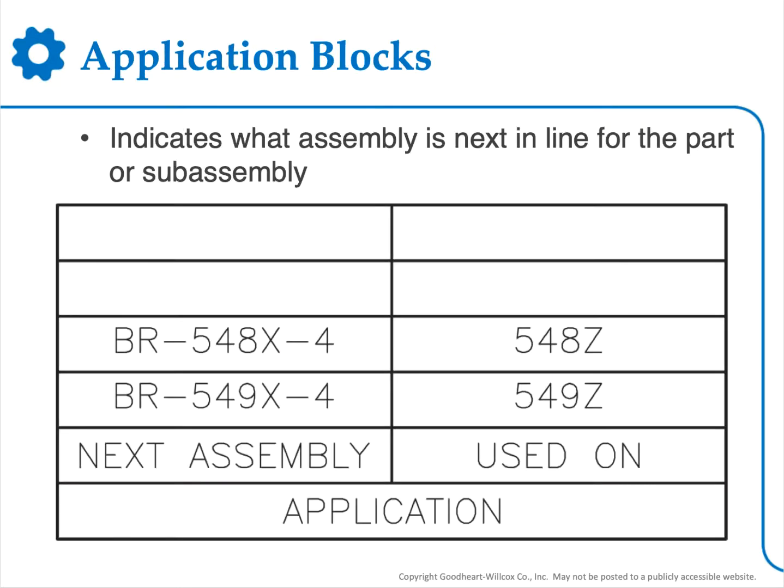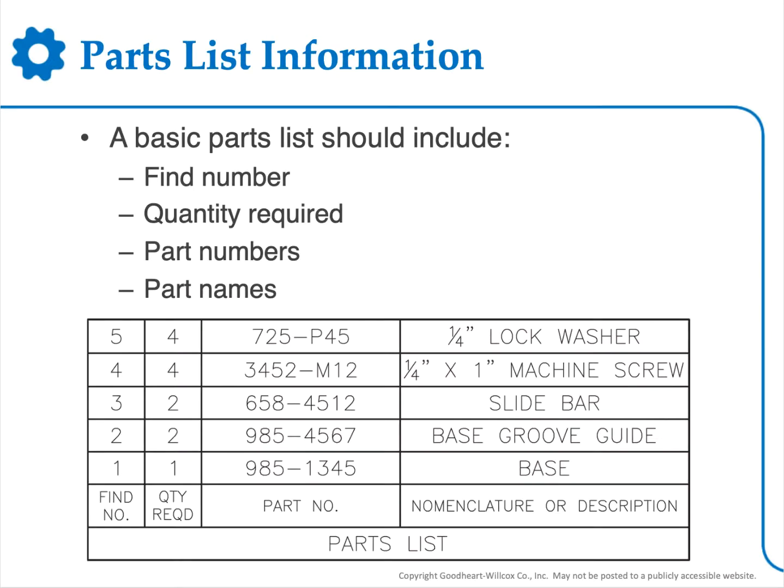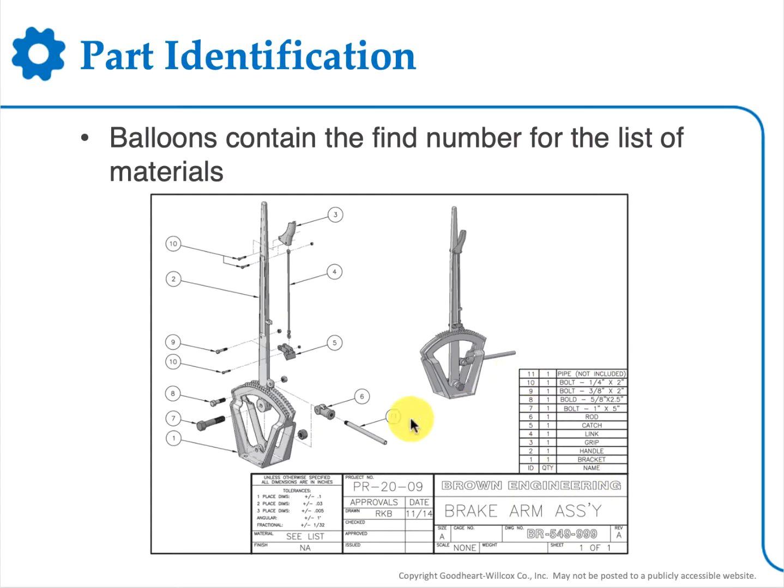Sometimes you're going to have multiple assembly drawings, and so then we get an application block. That application block is usually found on the left-hand side of the title block, and we talked about these before, but basically on the left, it's going to tell you the next assembly and then where it's used on. So 5497 would be an assembly, 5487 would be an assembly, and then certain assembly drawings are going to be used on those assemblies.